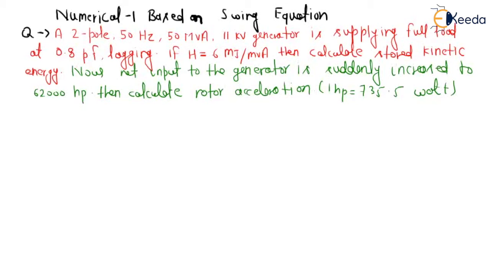The given question is: a 2-pole, 50 Hz, 50 MVA, 11 kV generator is supplying full load at 0.8 power factor lagging. If H is equal to 6 megajoule per MVA, then calculate stored kinetic energy. Now net input to the generator is suddenly increased to 62,000 HP. Then calculate rotor acceleration. Given 1 HP is equal to 735.5 watt. So what the question is asking, initially stored kinetic energy.